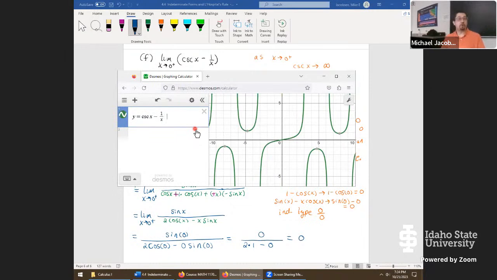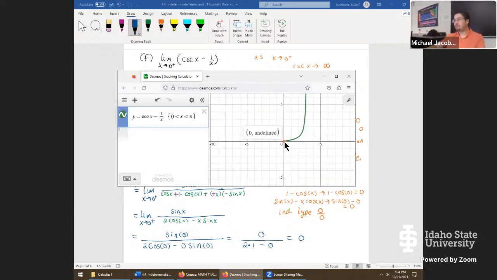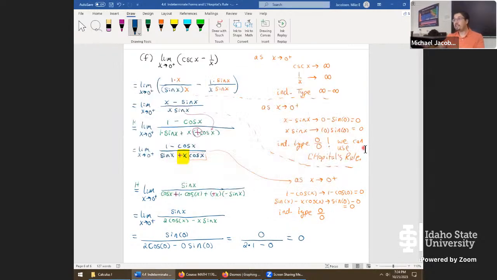We're not interested in the whole graph. We need to be by 0 and only positive values. So 0 less than x less than pi is just fine. And hey, look at that. As we head towards 0 from the right, the values get smaller and smaller and smaller. Looks like they're going to 0. You can't actually put in 0, it's undefined. So that's why we had to do all of that work, because of that undefined right there made it indeterminate. Well, any last questions, folks, on getting through L'Hopital's rule?